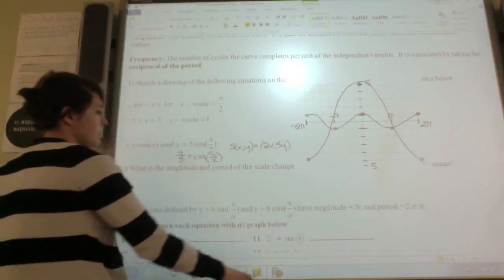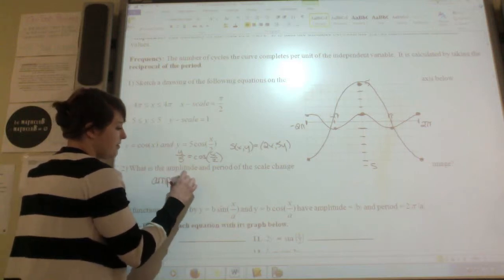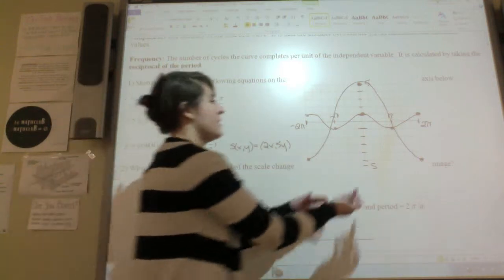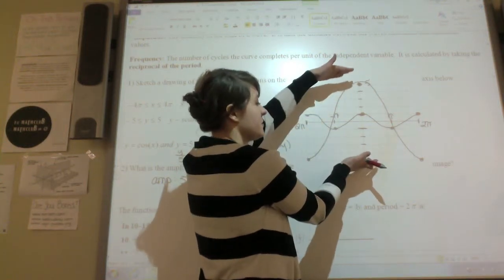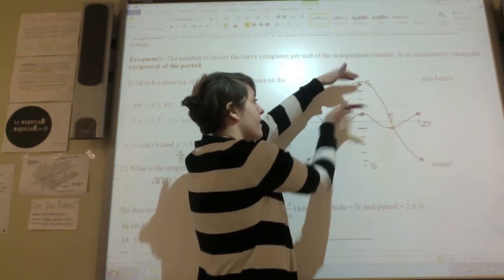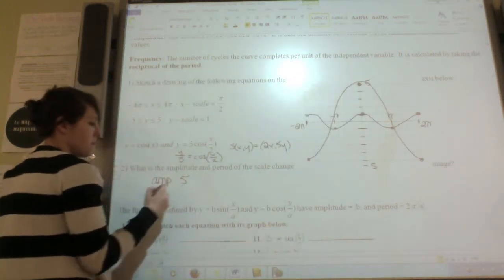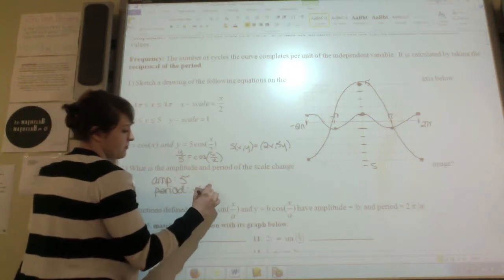So what is the amplitude and period of the scale change? My new amplitude was 5, because remember it's half of the distance between my minimum and maximum. This distance is a 10, so half of that would be 5. My new period was 4 pi because I stretched it by a factor of 2.